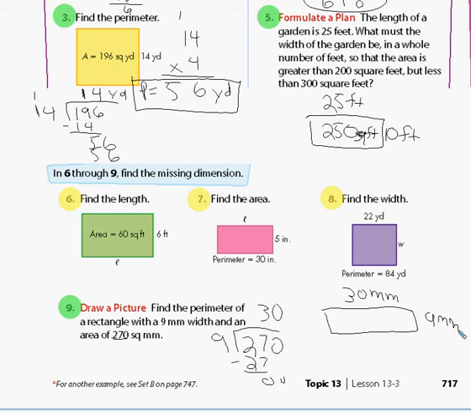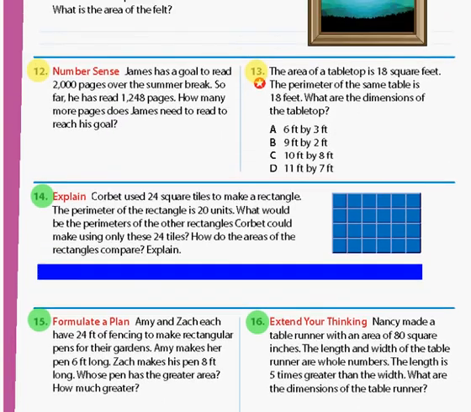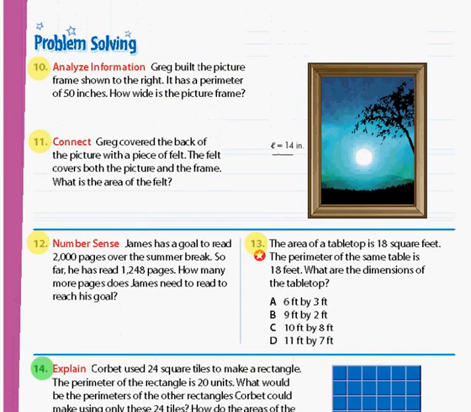Okay, let's go ahead and look at the next page. On problem number 10, it says Greg built a picture frame shown at the right. It has a perimeter of 50 inches. How wide is the picture frame? If you look at the picture, it shows the length of one of the sides, so you should be able to figure out the length of the other side. And in question number 11, Greg covered the back of the picture with a piece of felt. The felt covers both the picture and the frame. What is the area of the felt? And that's an even easier question, because you'll have your length and your width.